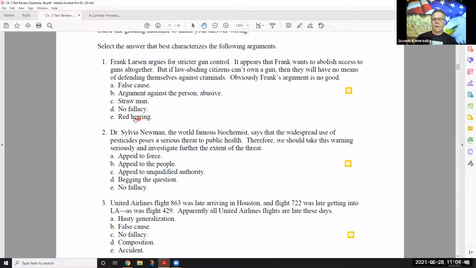Red herring. What's a red herring? When you purposely distract the reader, you go into a completely different conversation. It has nothing to do with your argument. Does that look like what it's doing here?